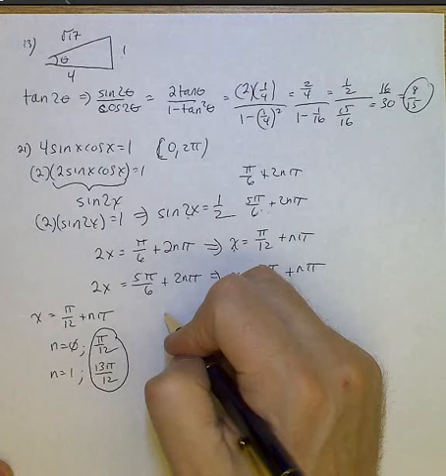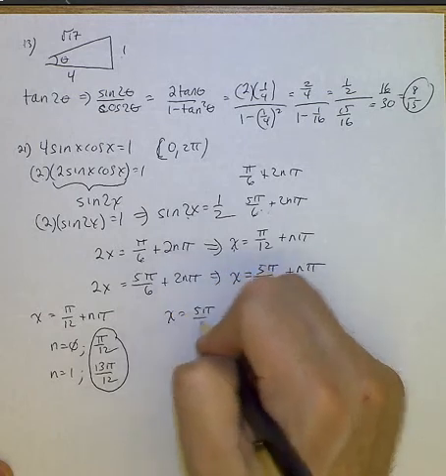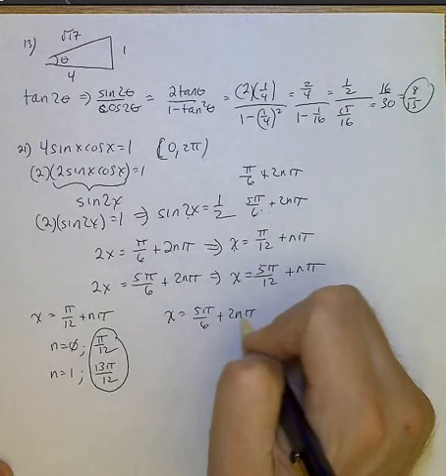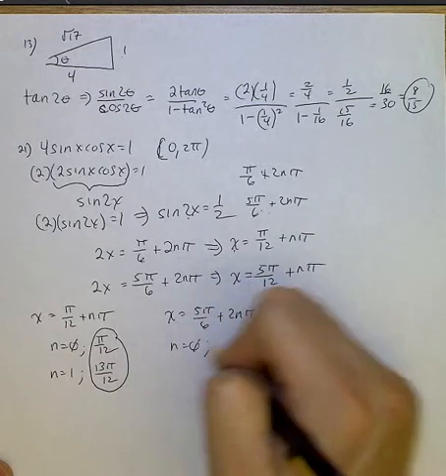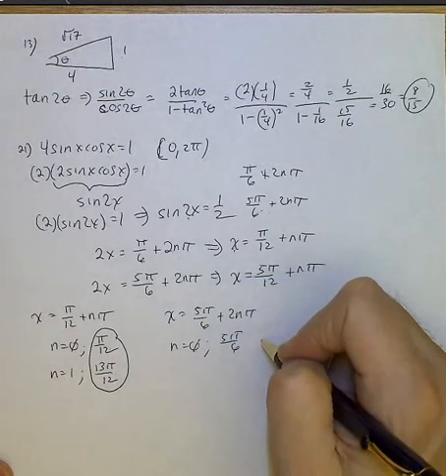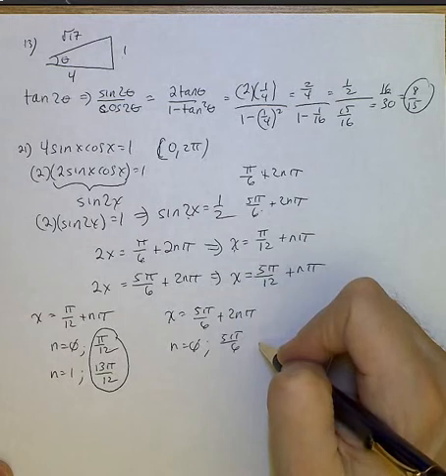We're going to do the same thing with 5 pi over 12 plus n pi. When n equals 0, we get 5 pi over 12.